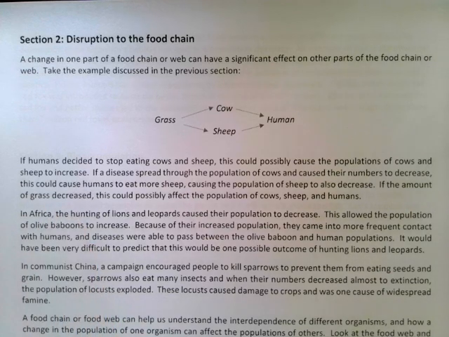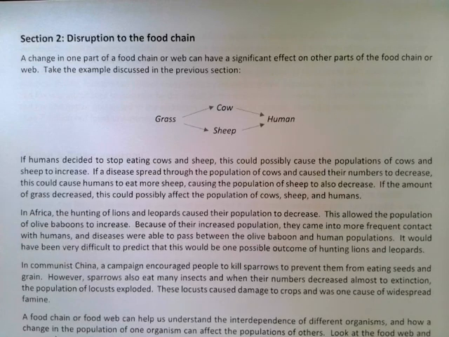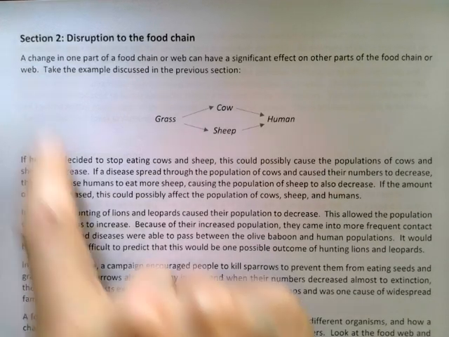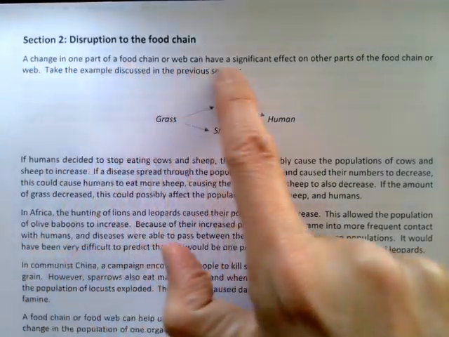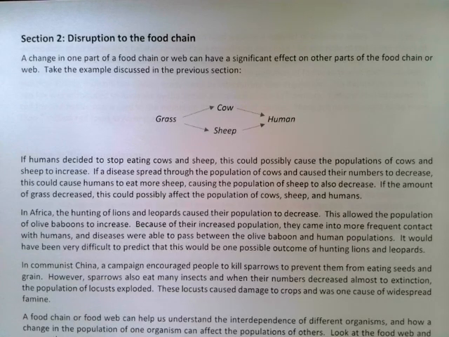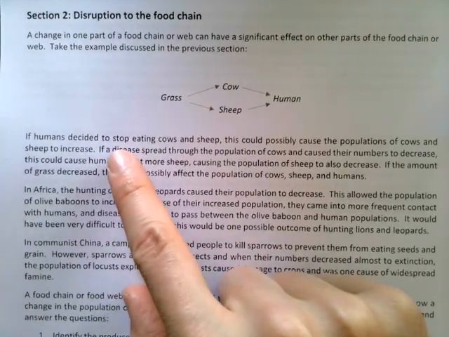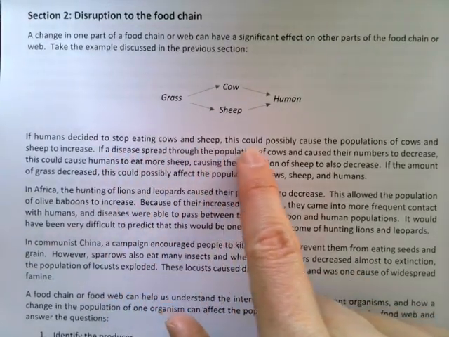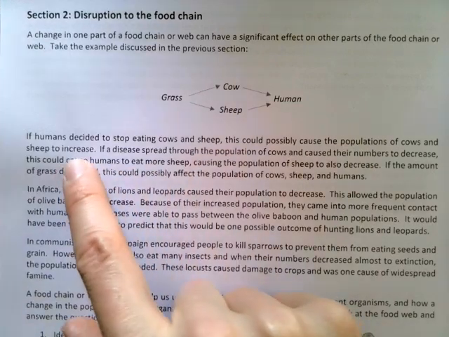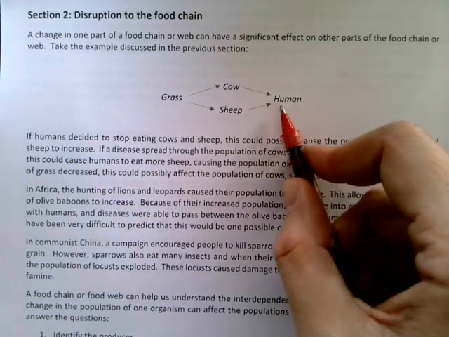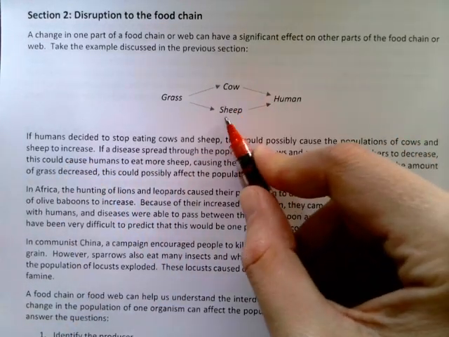So, disruption to the food chain. We know all about food chains and food webs, and now we're going to think about disrupting those. A change in one part of a food chain or web can have a significant effect on other parts of the food chain or web. Take the example discussed in the previous section. If humans decided to stop eating cows and sheep, this could possibly cause the population of cows and sheep to increase. Of course, humans are predators for cows and sheep.